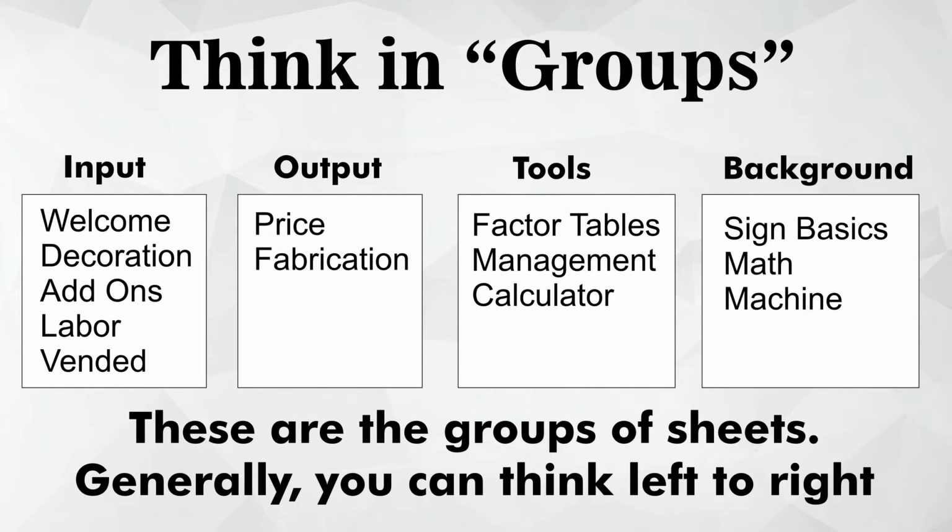The second group is output, meaning you can look at the price, and by the way, it's very detailed. And fabrication. Anyone involved in designing or fabricating the sign can come here and get all the information they need. The third group is every tool you need to make the program work. It reduces repetitive tasks. The calculator helps you figure things out when need be, and those factor tables are the program's secret sauce. Finally, the background group, you don't have to worry about it. Never touch or alter anything in the last 3 tabs.